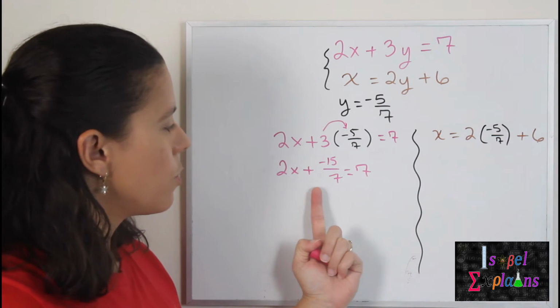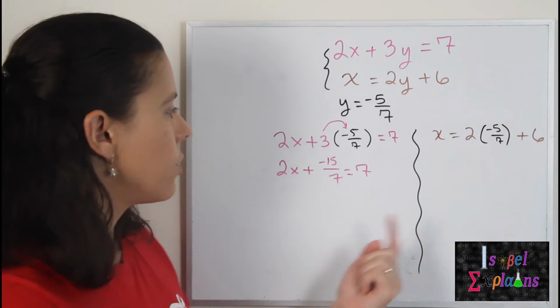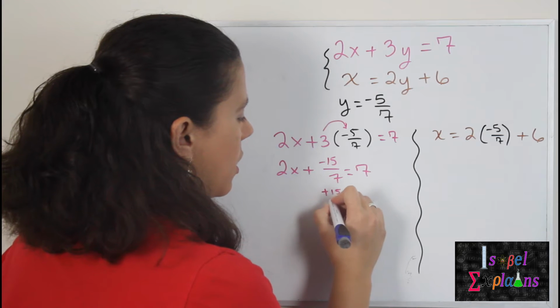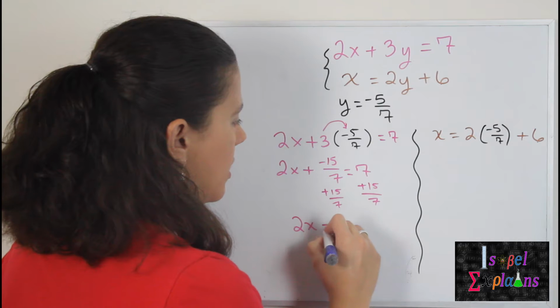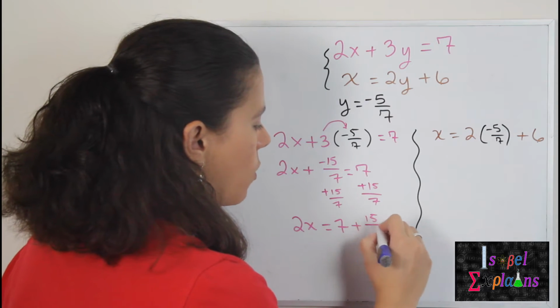So what I'm going to do is subtract this to the other side, or technically add it to the other side because it's a negative number. So it's going to be plus 15 over 7. So I'm left with 2x is equal to 7 plus 15 over 7.